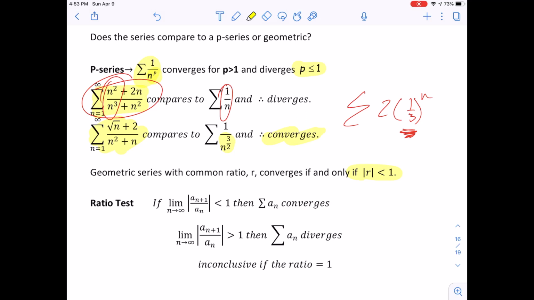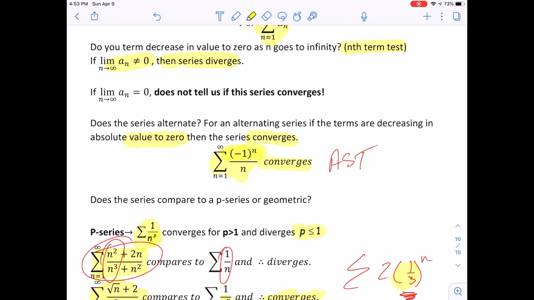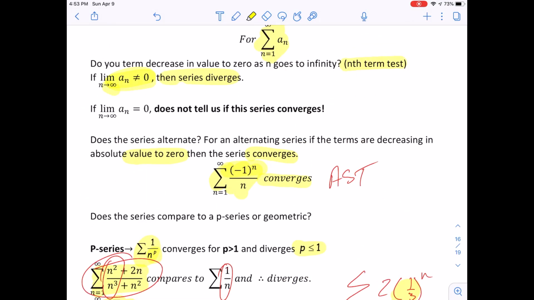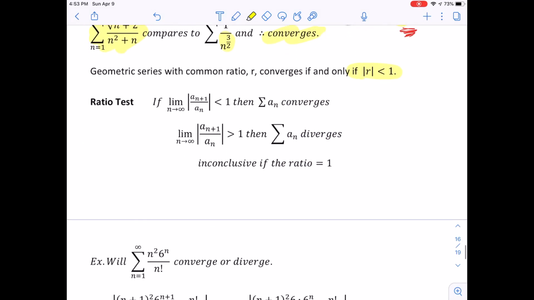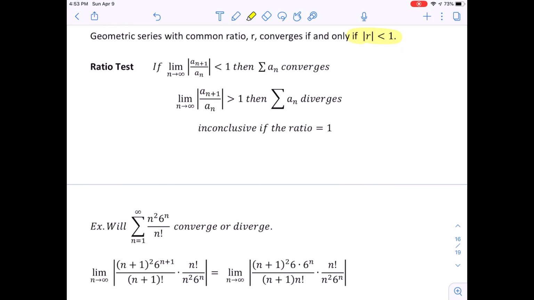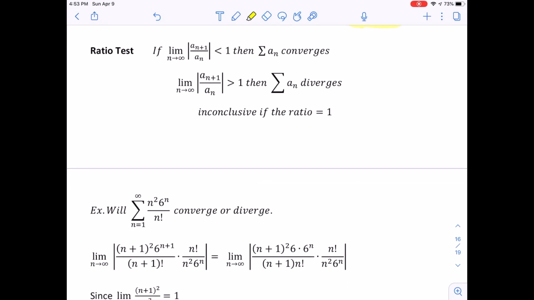And you can imagine if this value right here was bigger than 1, the terms would be getting bigger and bigger, and then it wouldn't even pass the nth term test for divergence, right? And so that's really all we're looking for. Now, if none of those are the case, we may have to use the ratio test. The ratio test is typically used when you've got a mix of factorials, exponentials, polynomials, all mixed together.